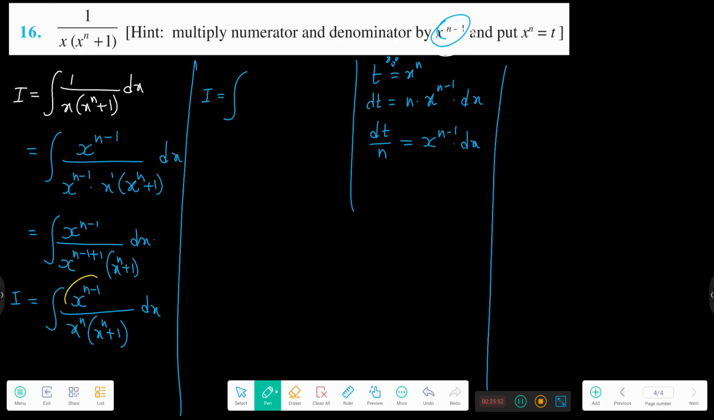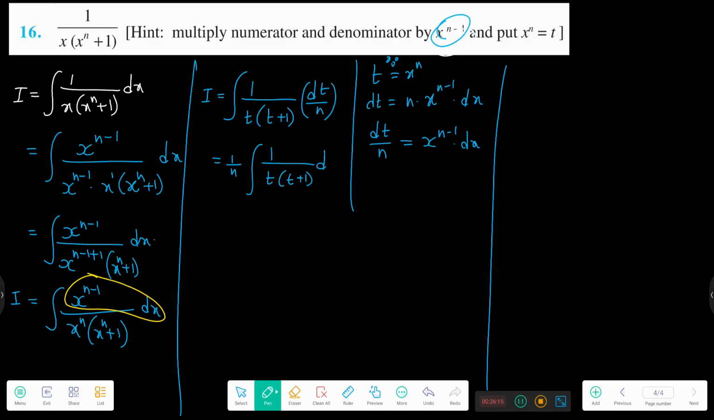See children, this whole numerator will become dt by n. So in the denominator, x power n we assumed as t, and t plus 1 into dt divided by n we have. Now this n you take outside, 1 by n and integral 1 divided by t into t plus 1 into dt. Now everything became in the t format.